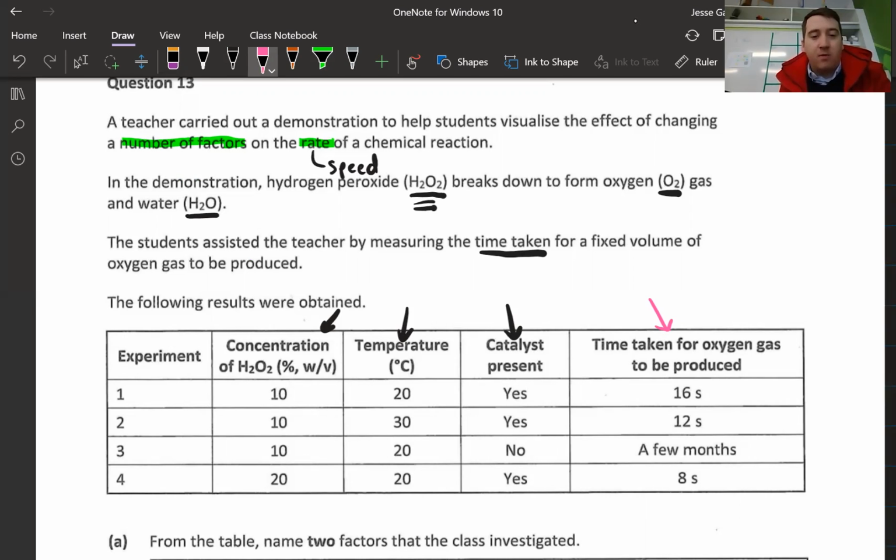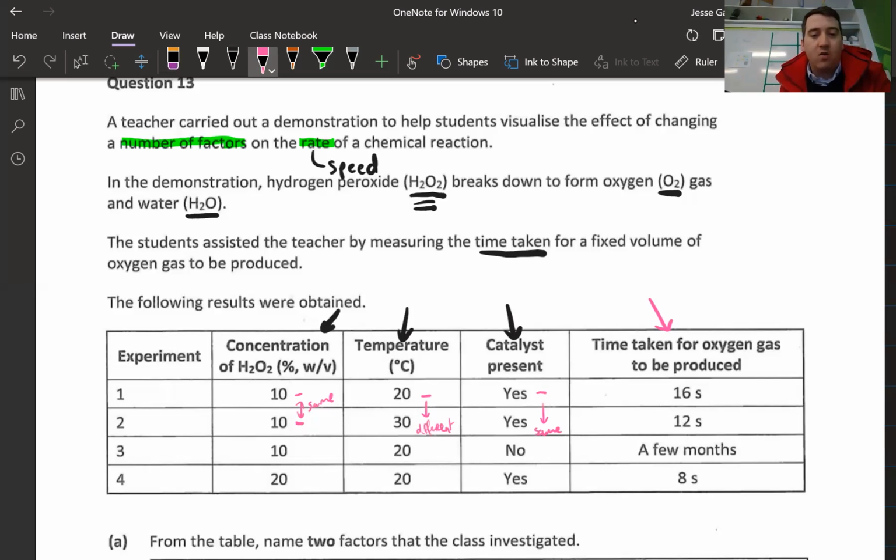We see in the first experiment, we used a concentration of 10 for the hydrogen peroxide, with a temperature of 20, and the catalyst was used. In the second experiment, we had a concentration of 10, so no change from the first one. These are the same, hopefully you can see that. But the temperature is different. The temperature was increased, so different. And there's a catalyst used, which again is the same.